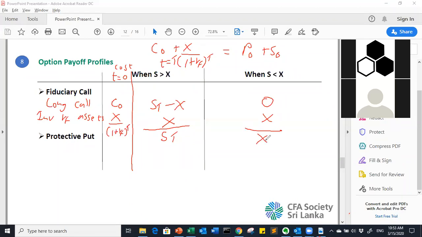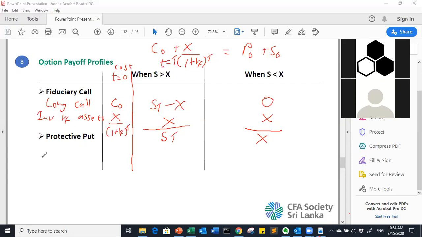Okay, so that is the fiduciary call. Just remember the intuition for what goes into the fiduciary call: you go long on the call option, and to prepare for the fact that you might need to exercise this option, you also put some money in the bank account. Is that clear?